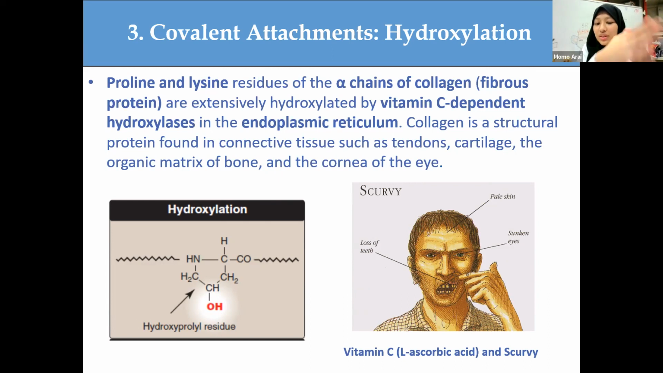So vitamin C deficiency can cause scurvy, which basically means there's loss of teeth, sunken eyes, and pale skin. Why? Because these proteins that were supposed to be hydroxylated make something called collagen. When there's no vitamin C, there can be no hydroxylation, and the collagen structure is weak. Collagen is a protein that makes up much of our body, like the skin and so on. So when there's no collagen or it's weak, it leads to these symptoms.